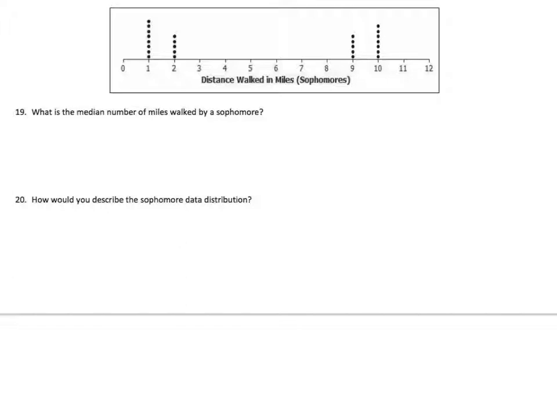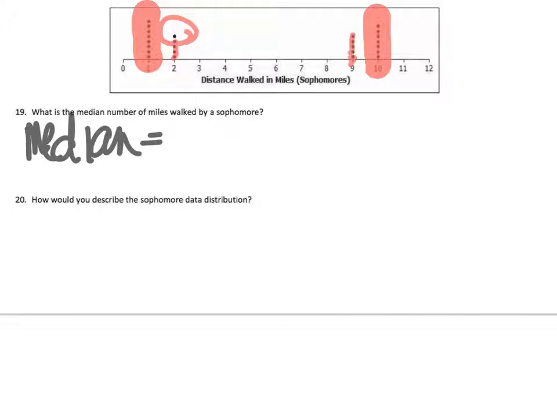What is the median number of miles walked by a sophomore? Let's see, I've got 1, 2, 3, 4, 5, 6, 7, 8. That's awful. I don't know why that's so big. There we go. So that would be 8, and then 1, 2, 3, 4. That one right there is my middle point. So the median is 2.